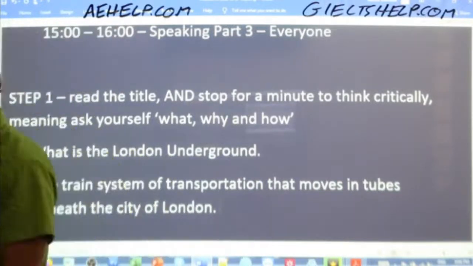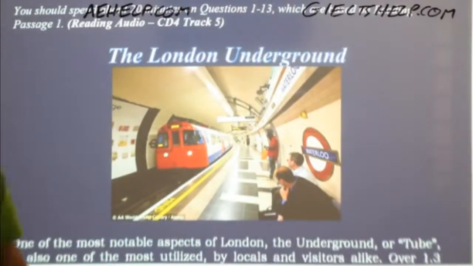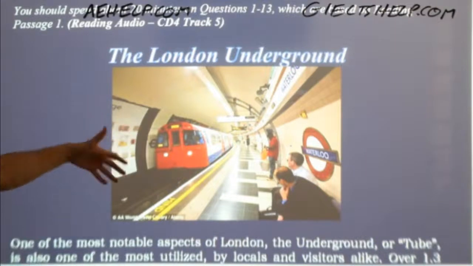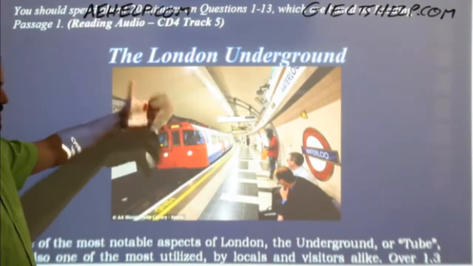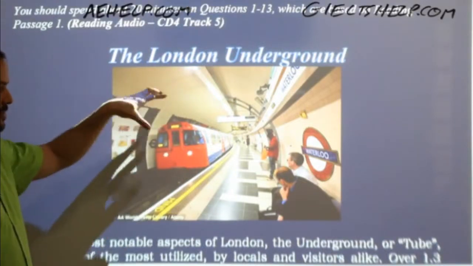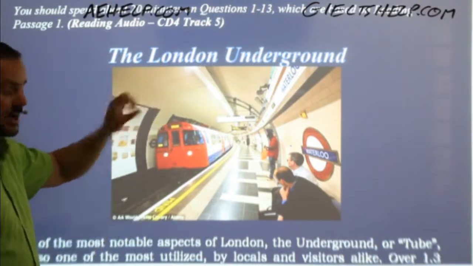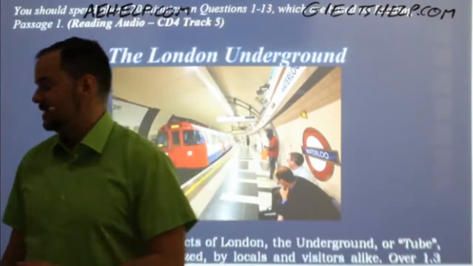Students, remember, be visual, right? So sure, you're saying it's a metro, but what is a metro, right? It's not the same as a regular train. There's a big difference. It's under the earth, right? Hence it's called the underground. So it's a train that moves underneath the earth under the city of London. That is the London Underground.